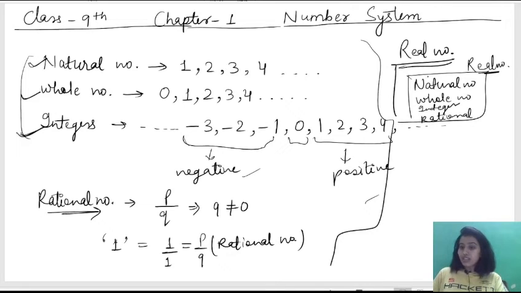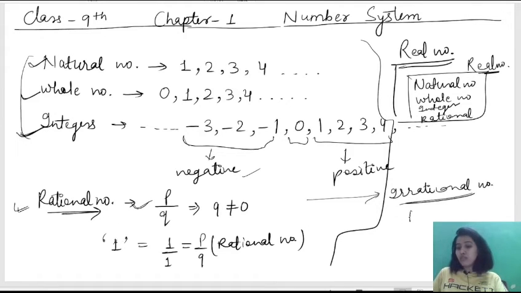So this is what we can say real numbers, right? Apart from these rational numbers, we are having one more concept which is just opposite to rational. We call it an irrational number, right? So what are irrational numbers? Just opposite of rational numbers.